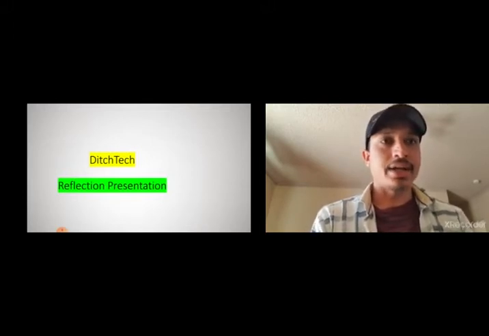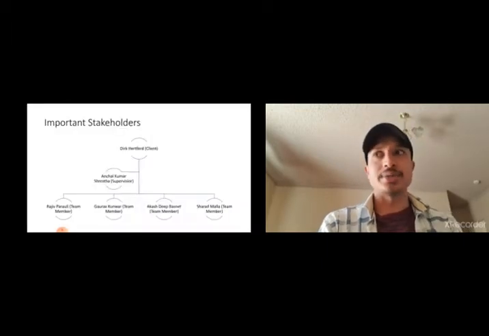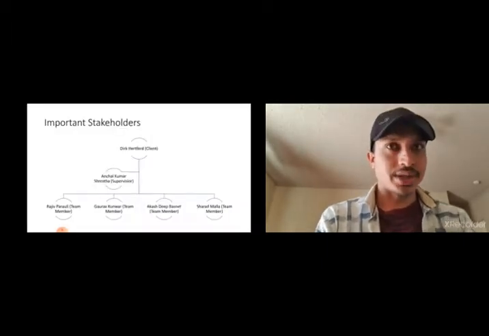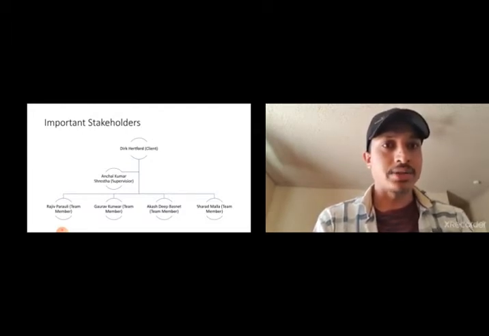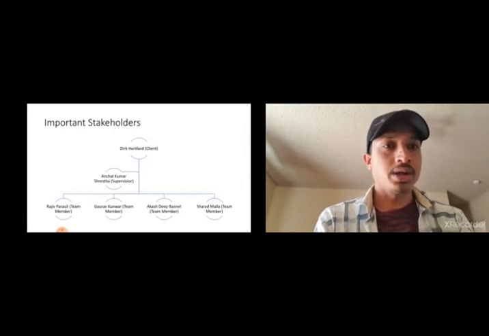And here are the important stakeholders. Starting from the client, the client is Dirk Hedford. He has given us the project, and we're working under him. Ansel Kumar Sister is the supervisor of our project, whereas Raji Parazuli is a team member, and Gaurav Kumar, myself, and Sarad Malla are also working on the project.